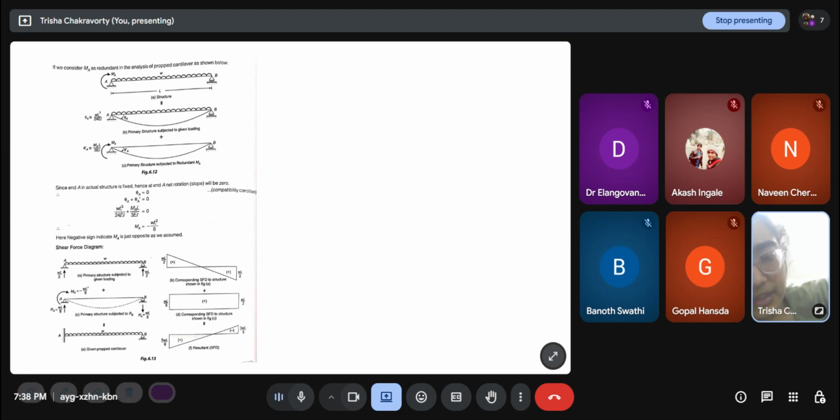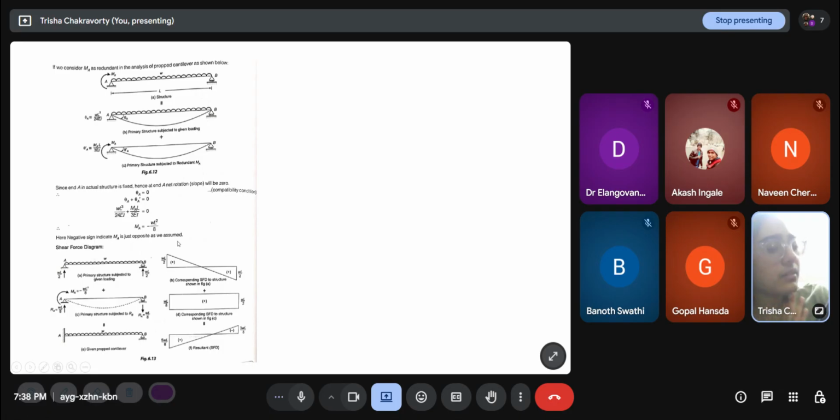So that is the compatibility condition here. WL cube by 24 EI from the first structure plus MAL by 3 EI is equal to 0. So moment at A is minus WL square by 8. This minus indicates that I had originally assumed this moment to be clockwise, but it is actually anti-clockwise. So the negative sign indicates MA is just opposite to what we assumed.